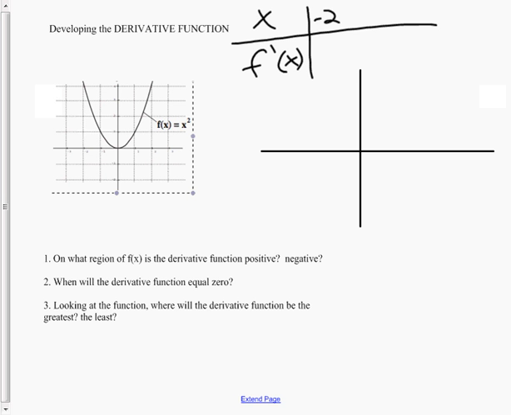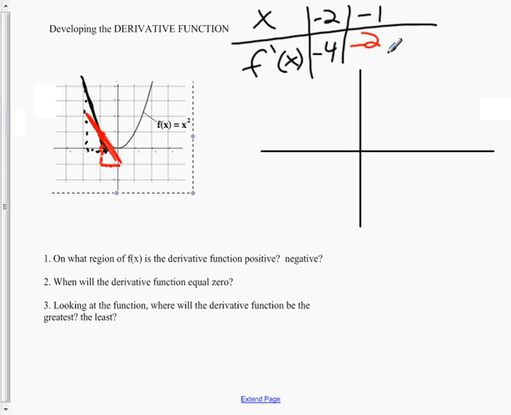Let's start with x equals negative 2. We can draw a tangent line at x equals negative 2, and inspecting the slope, our tangent line has a slope of negative 4, so the derivative is negative 4. And what about when x equals negative 1? Let's use a different color. We can draw in the tangent line. It's not as clear, but looking at the slope, it goes down 2 and then over 1. We've got a slope of negative 2.